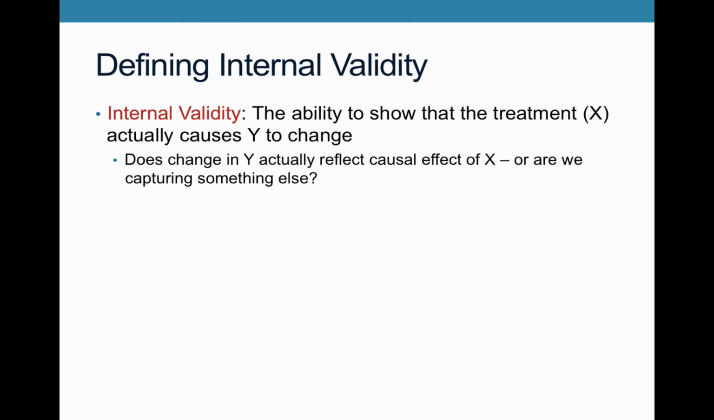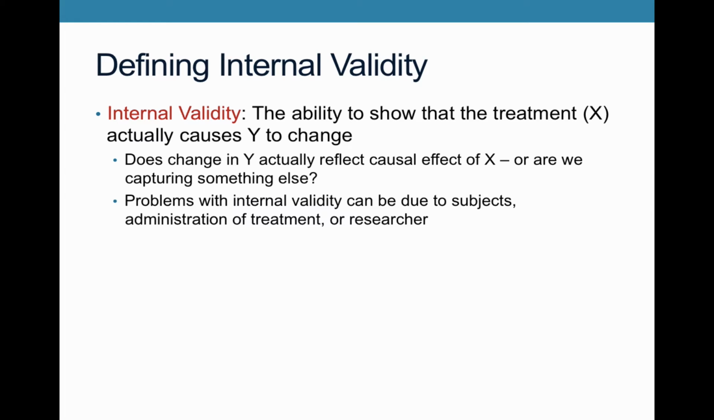So say we see a change in Y. Is this change in Y actually reflective of a causal effect of X? Or could we say that there's actually something else going on? Is there really some kind of confound that's at play that makes it look like X causes Y? So in other words, can we really develop any kind of meaningful causal inference from our study?